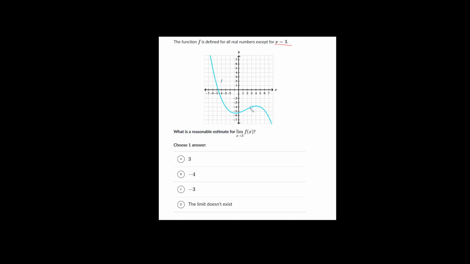So as x approaches 3, we're approaching -4 from this side, -4 from that side. Another way to just tell that it's approaching the same limit from both sides is, does it do some crazy thing like this, or does it just continue? If it continues, then it's approaching the same limit from both sides. So this would be -4.